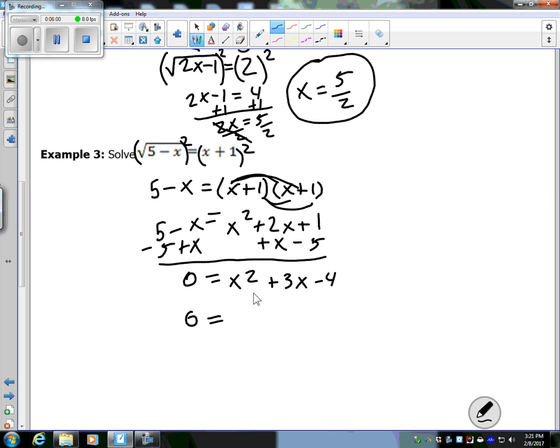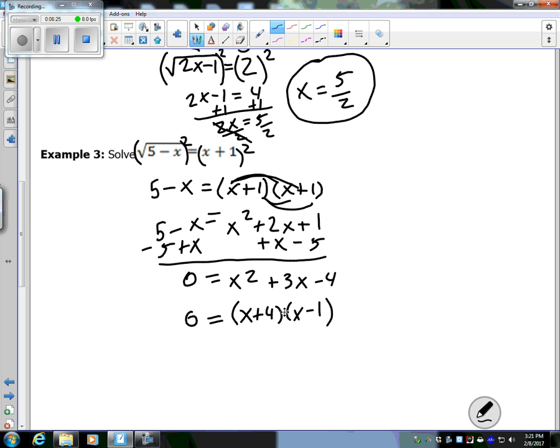If the a is 1, you can ask what two numbers multiply to negative 4, the c, and add up to 3, the b. So what I'm doing here is I'm factoring. So x plus 4, x minus 1. The reason why I'm going to factor is the left side is equal to 0, and factors mean multiplication. So two things that are multiplied together to give me that.